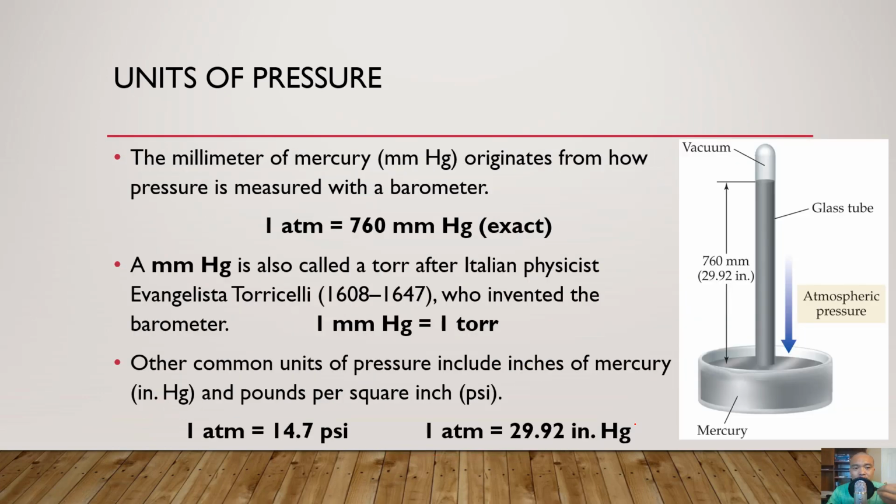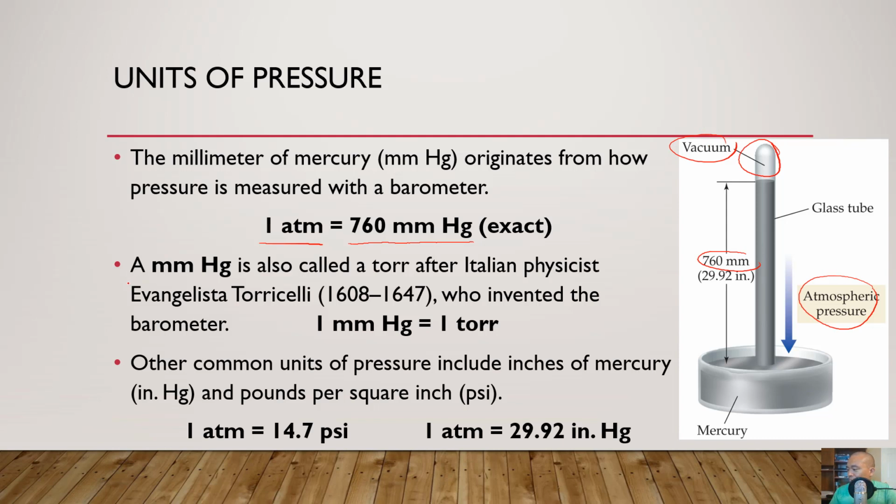You need to be familiar with the conversions between different units of pressure. For example, 1 atm is exactly the same as 760 millimeters of mercury, because in the experiment, the 1 atmosphere pressure can actually push up 760 millimeters of mercury. Notice in this tube, the top end is actually vacuum.